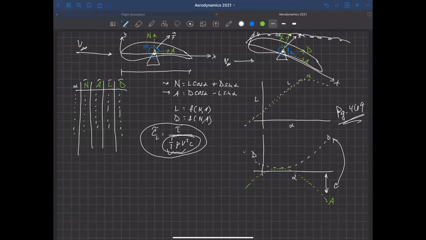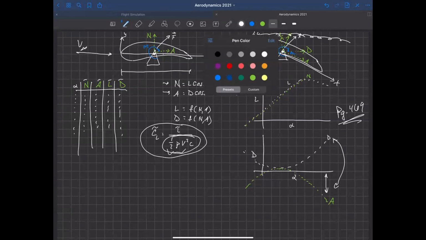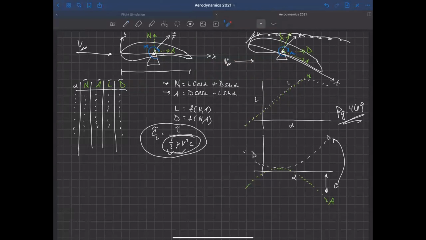And remember, this is a force per unit span. So all of these forces, lift, drag, normal, axial, those are per unit span. And so you would then multiply that by the span if you wanted to get an estimate for the three-dimensional force, or the actual force in newtons. But this is a force per unit span. So this is newtons per meter, for example.